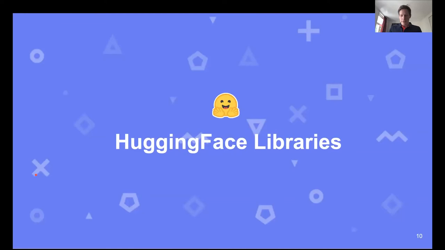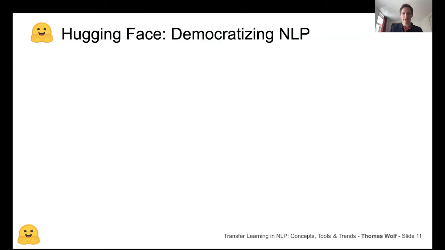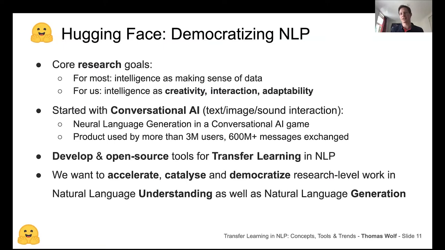So let's talk a little bit about our library before we have a quick hands-on showing you how to use them. Hugging Face. So what is Hugging Face doing? Hugging Face started with a conversational AI project. And while we were developing this conversational AI product, we started to open source some tools we'd built for transfer learning. And these tools got a lot of interest in the community. So we have now decided to focus on this and to make our goal to accelerate, catalyze and democratize the research-level work that's happening in NLP. It's in language understanding, but it's also in natural language generation. And we do that by mostly open sourcing libraries.